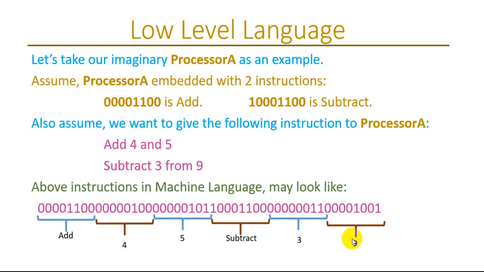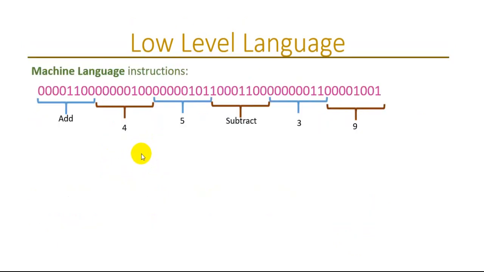So if you are seeing the machine language instruction to say add 4 and 5 and then subtract 3 from 9, it will be an instruction set like that. This is the machine language instruction for doing these two. Look at this instruction. The same thing I'm showing in another slide. So that's the machine language instruction.